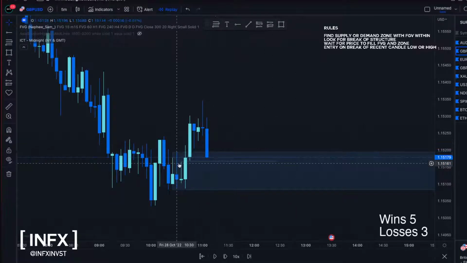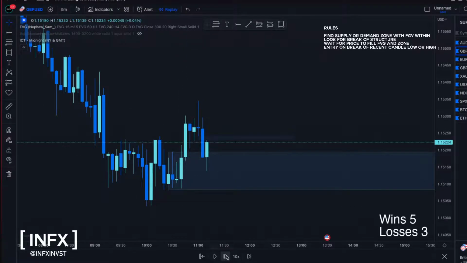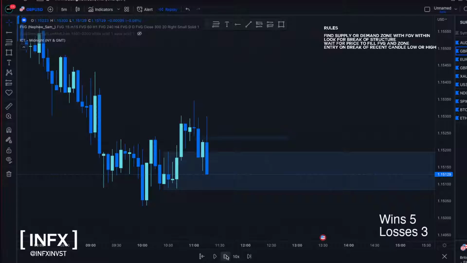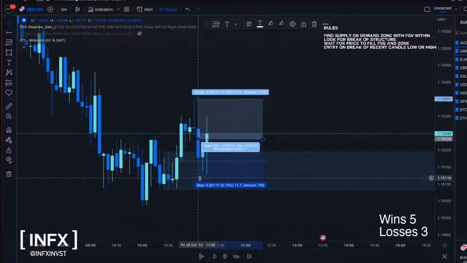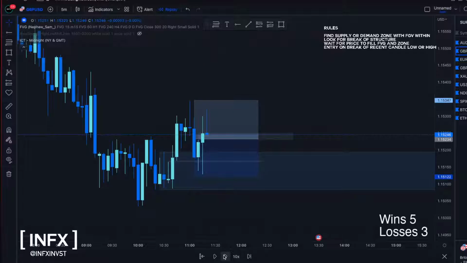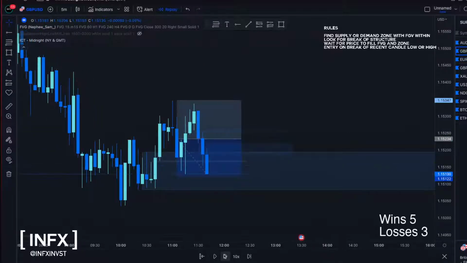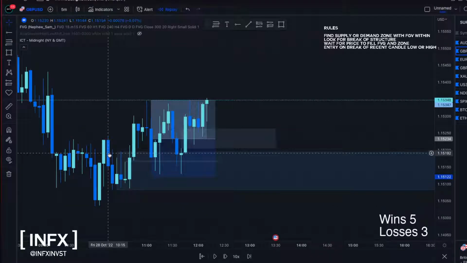Okay, demand zone, FVG. Got our break. 10 pip stop. Oh, he did it. Oh my goodness. That would have been a roller coaster, that one.